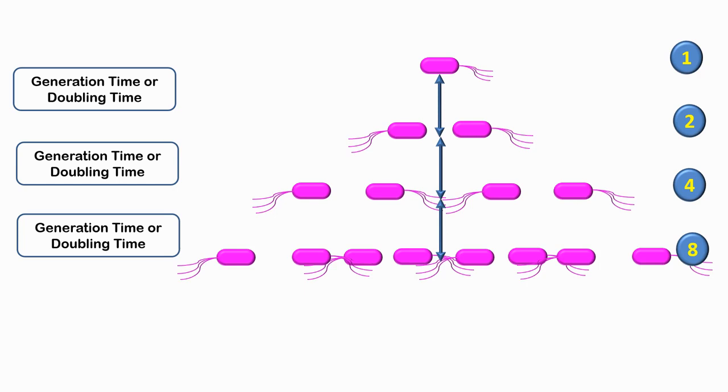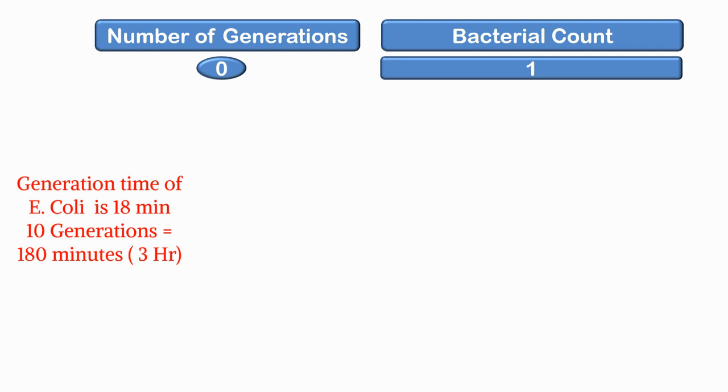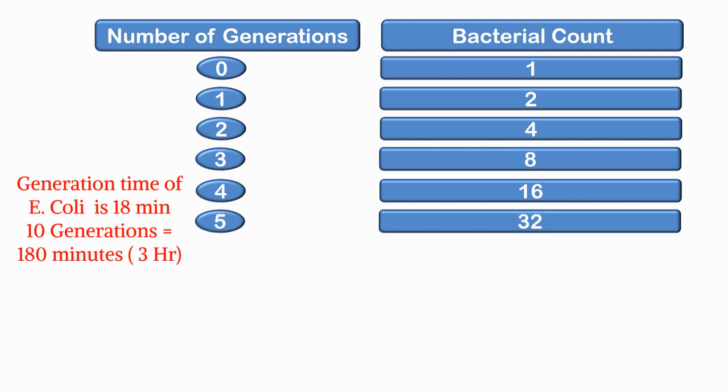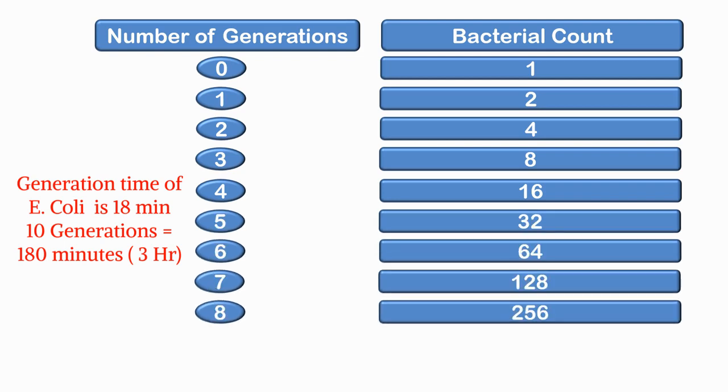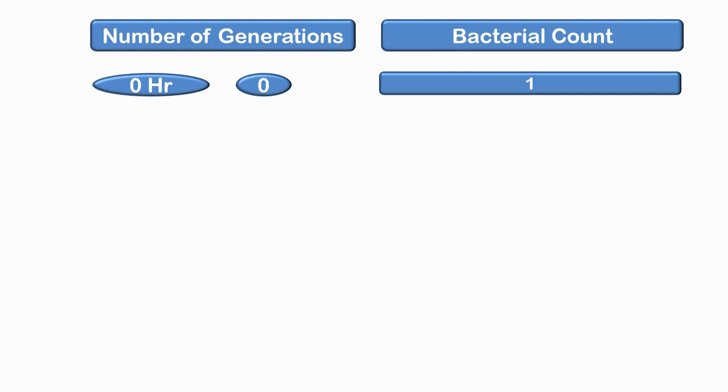a single parent bacterium. Now let us see how many bacteria are produced after each generation time is over from a single bacterium. We can take the example of E. coli, that is a generation time of 18 minutes. 10 generations will be equal to 180 minutes or 3 hours. After 10 generation times, the single bacterium of E. coli will produce 1024 bacteria.